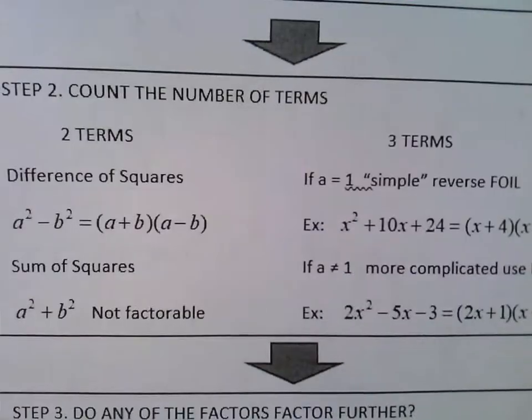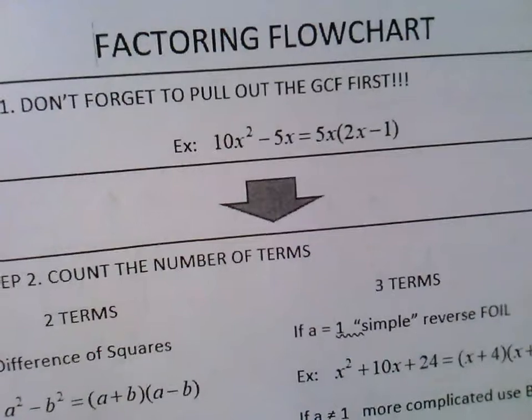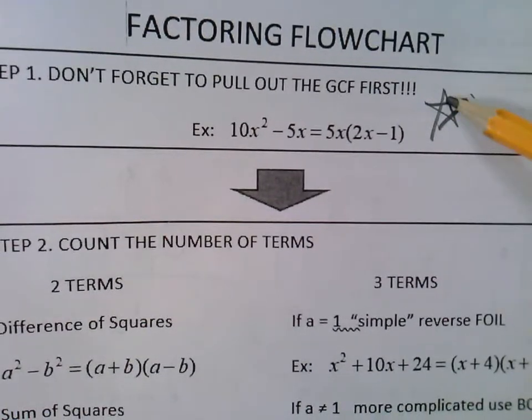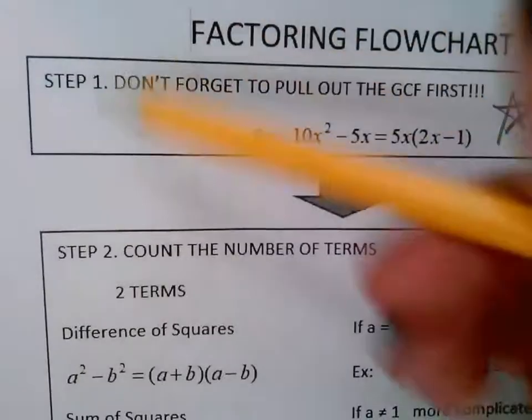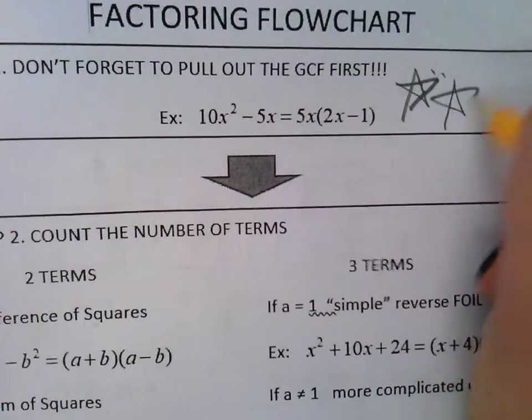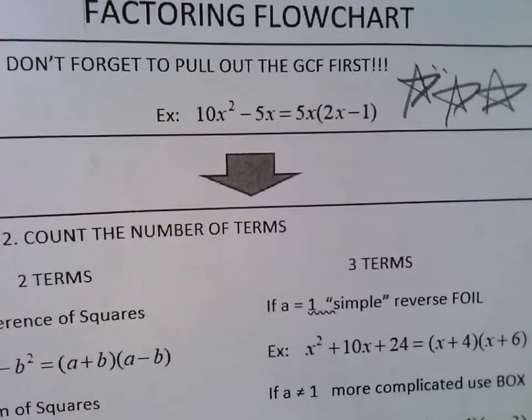So if you look at your factoring flowchart, what does it say at the very top? Don't forget to pull out the greatest common factor first. So no matter what you're doing, do you see that step 1 is always to look for a greatest common factor? It is going to make your life so much easier if you look for the greatest common factor first.